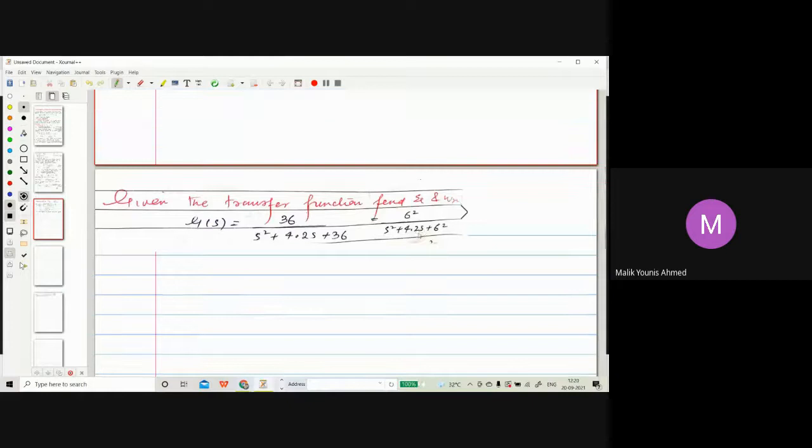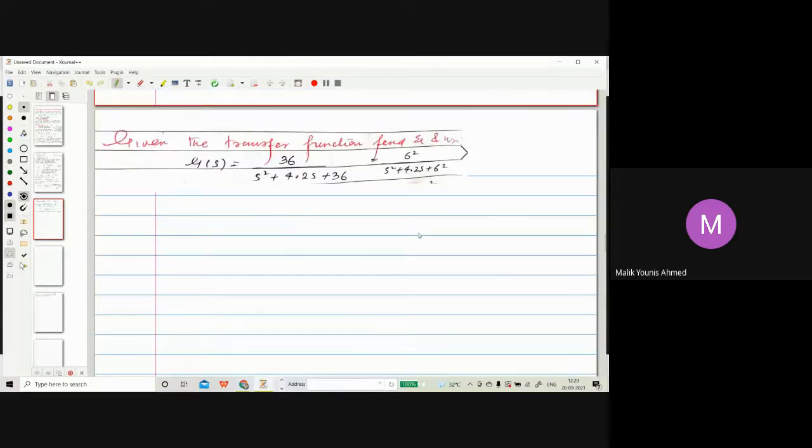Next we have a small question. Given the transfer function like this, you need to find xi and omega n. These two values you have to find. Now given the transfer function, let's call it equation number 1. We can write G of s is equal to 6 square over s square plus 4.2 s plus 6 square.